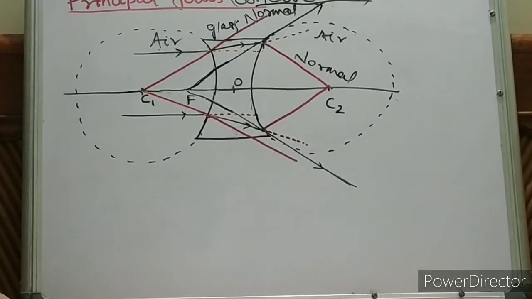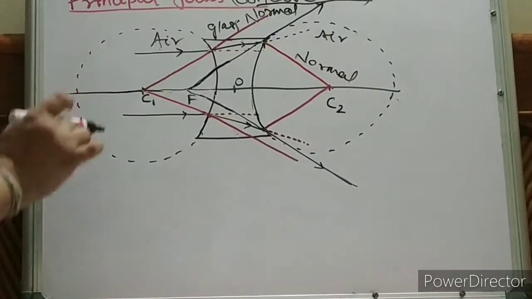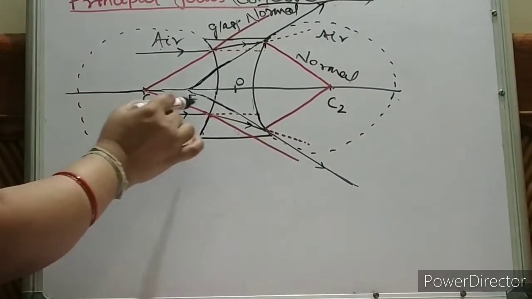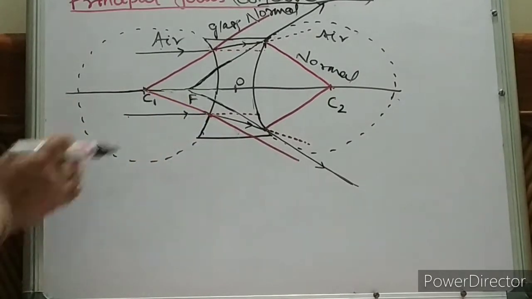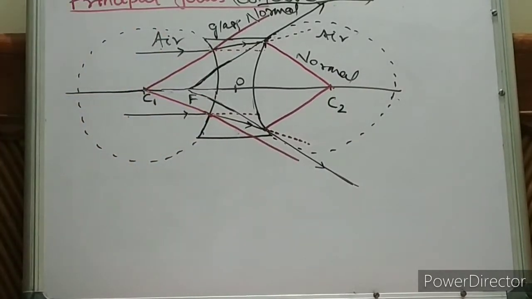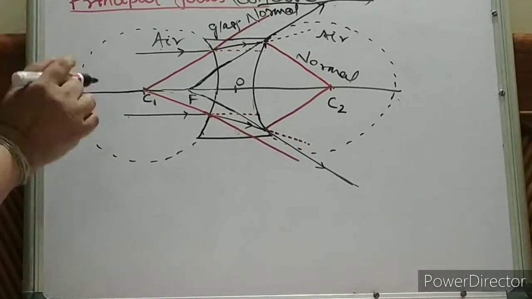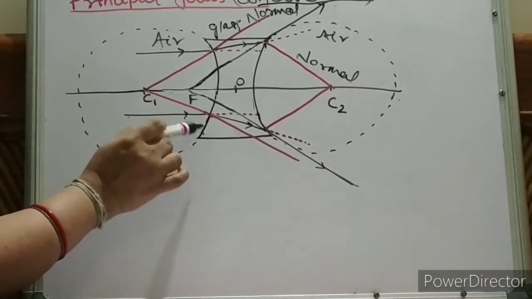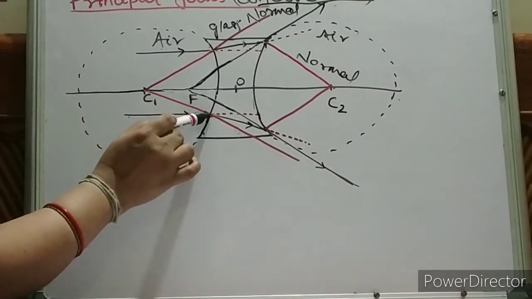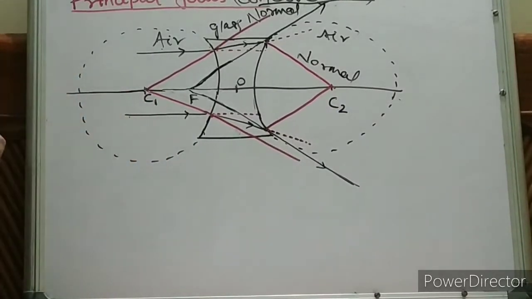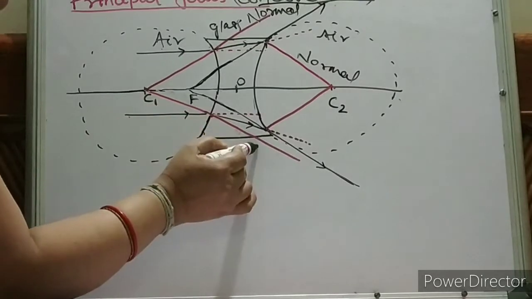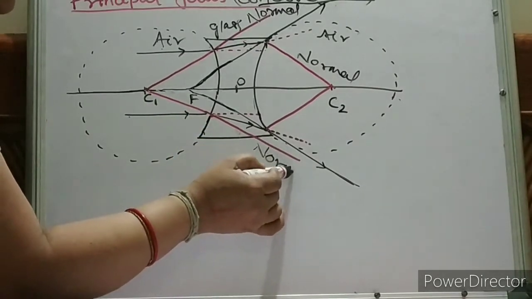Clear, children? Now let us consider another ray which strikes this surface at this point, parallel to the principal axis. Then what will happen? How will it bend? Immediately we have to draw the normal. How to draw the normal? Join this point to the center of curvature, and this is your normal now. Okay, children, this is your normal.